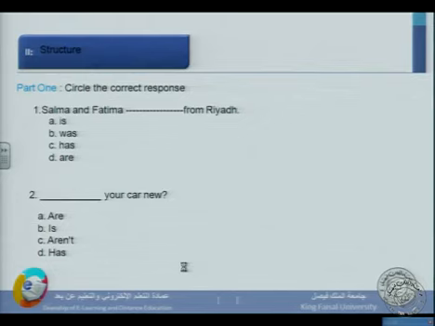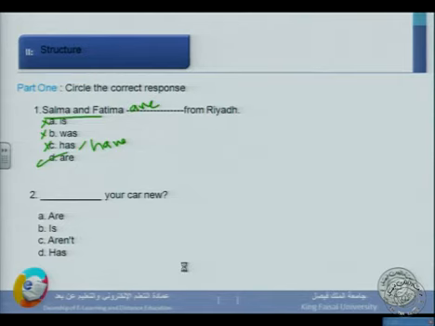Okay, here we have kind of a revising of the structure from last class. We took some rules about verb to be. Salma and Fatima from Riyadh. First thing I want to know is that here you must choose one of the verb to be. Okay, this sentence needs a verb. It needs a verb because it doesn't have one. Is is a verb, was is a verb, has is a verb, are is a verb. Is doesn't work because Salma and Fatima are plural. Was is singular and Salma and Fatima are plural. Has is singular and its plural is have. So Salma and Fatima are plural, while are is the plural, so the answer is are.